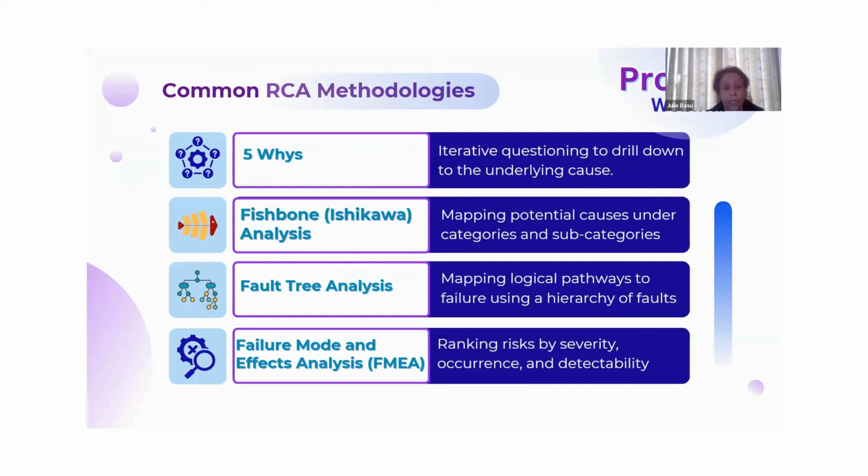You can also do a fishbone Ishikawa analysis, where you take a problem and map it into potential categories and subcategories. Fault tree is similar, but the visualization is different. It's represented as a hierarchy, but all of these things can actually be combined together. You can employ the 5 Why technique in a fishbone analysis to create the fishbone. Same thing for fault tree analysis.